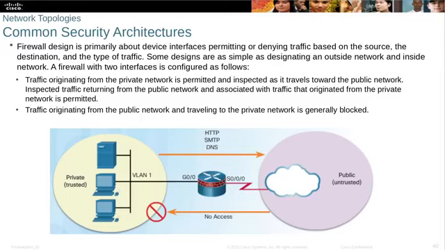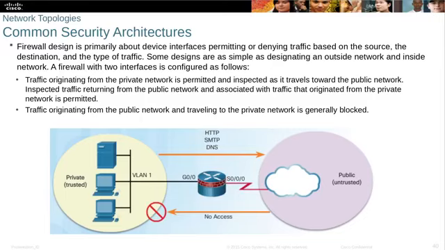A firewall with two interfaces would be configured as follows. Traffic originating from the private network is permitted and it's inspected as it travels toward the public network. The inspected traffic returning from the public network and associated with the traffic that originated in the private network is permitted. So in other words, as the traffic moves out of the private network, it's checked. We check some parameters on that traffic, sequence numbers, etc. And any traffic returning from the public network that is deemed to be return traffic is permitted back through.